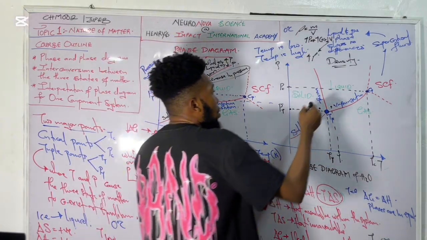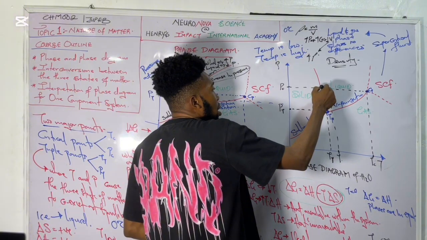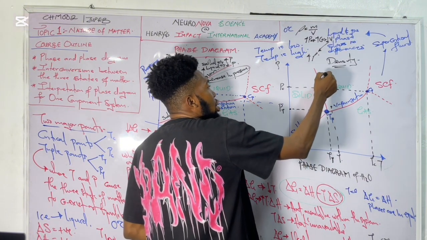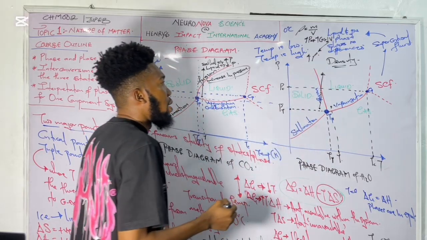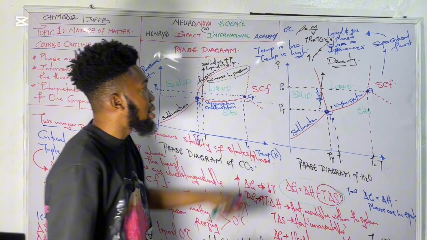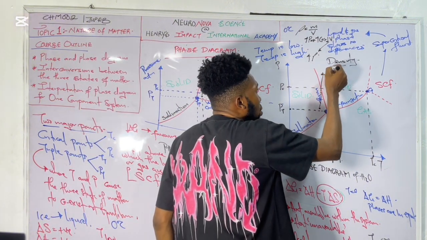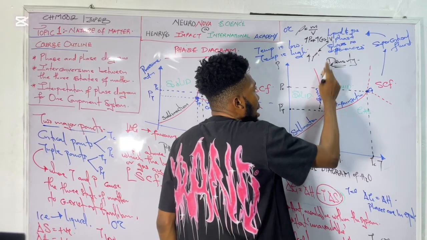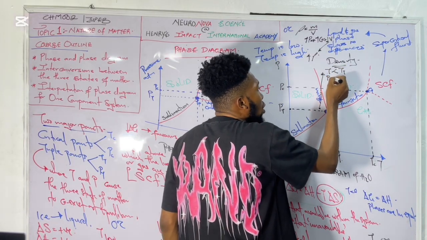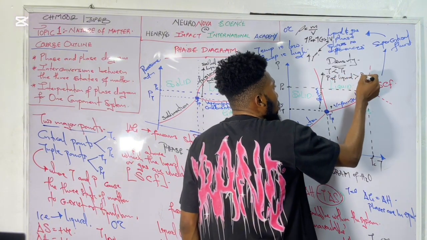And what's happening there? Look at this. We move up like this. When you are at this temperature here, the more you increase pressure, you are entering into the liquid phase. What does that tell you? You can see that it's because of this negative gradient. It tells you that at a temperature less than the triple point temperature, the pressure of liquid water is greater than the pressure of solid.